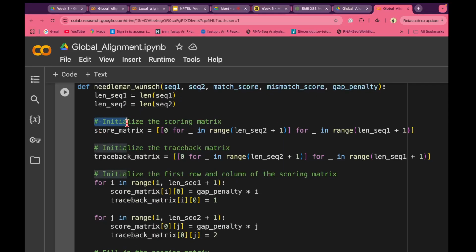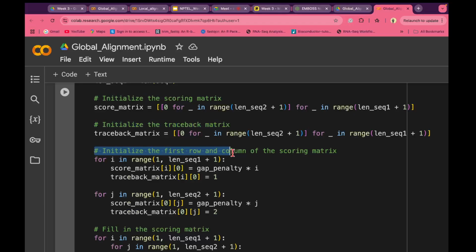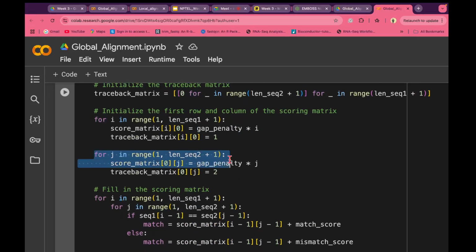First I initialize the matrix with 0 in the leftmost and the topmost cell, followed by a matrix for traceback. This is for the last step. Then I have initialized the first row and column of the scoring matrix by aligning them with the gap. Here we don't consider any match or mismatch, we directly align them with the gap penalty. Similarly, the first column I have aligned with the gap penalty.